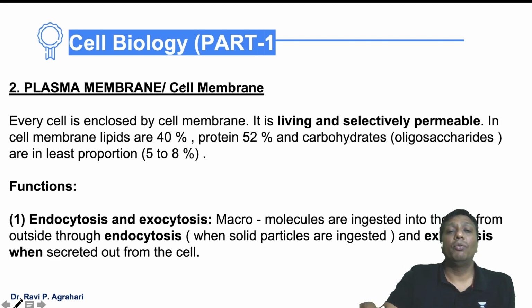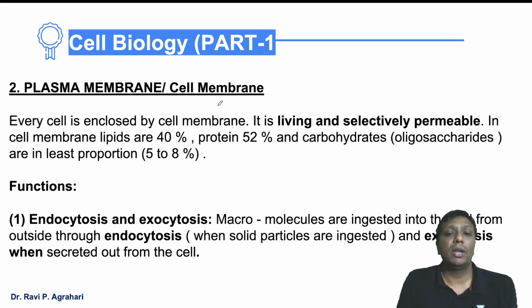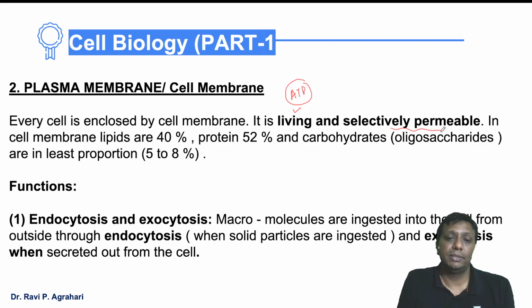Okay, cell membrane. Now we are at the second cell organelle, which is called the cell membrane, or you can call it the plasma membrane. The cell membrane is the inner layer in the plant cell and the outer layer in the animal cell. Everybody knows it is living because it needs energy, and that is why it is selectively permeable. It will check the material and then allow it. Anything can come inside, it can go outside.